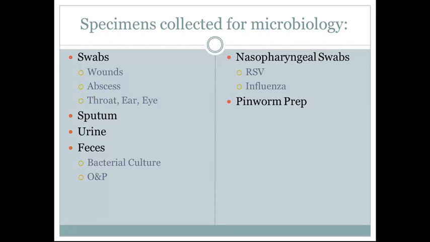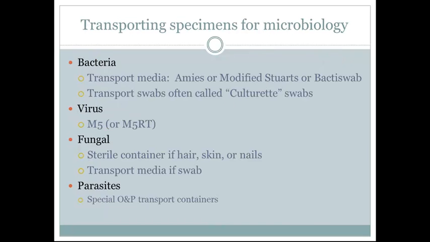Specimens collected for microbiology. This is very important for the medical assistant to understand how to collect microbiology specimens. This is our main job duty in microbiology. There are several types of ways that we can collect microbiology specimens. We have swabs for wounds, abscesses, throat, ears, and eyes. We have sputum, urine, feces, which can be for bacterial culture or an ova or parasite, nasopharyngeal swabs for RSV or influenza, and then a pinworm prep for pinworms.